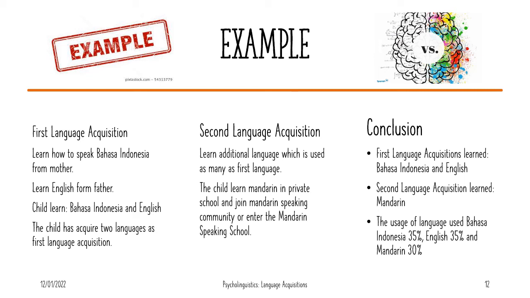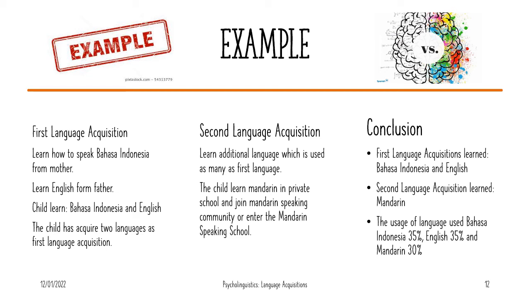The second language acquisition is an additional language, which is used as much as the first language. The language is learned and acquired from outside the home environment, which is learning in school, in private language learning, and so on. So the amount of time the language is spoken is as much as the first language, so it can be called second language acquisition.